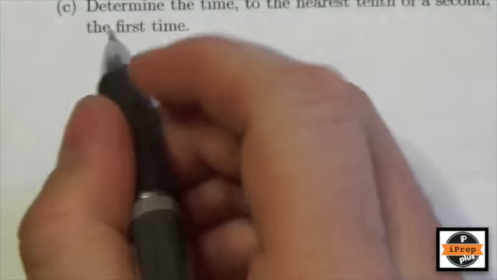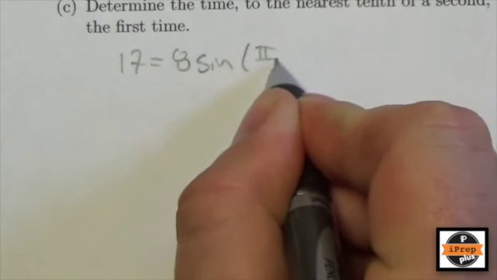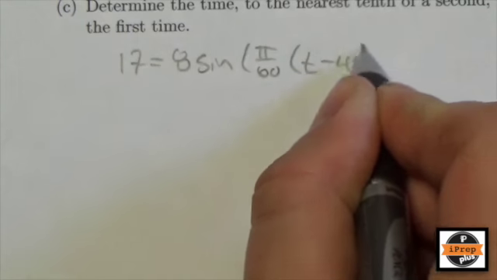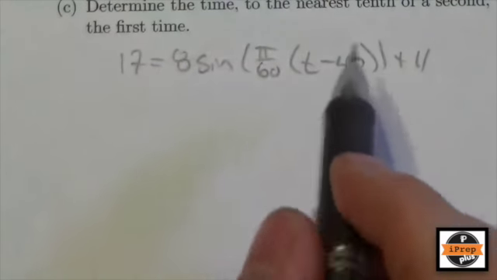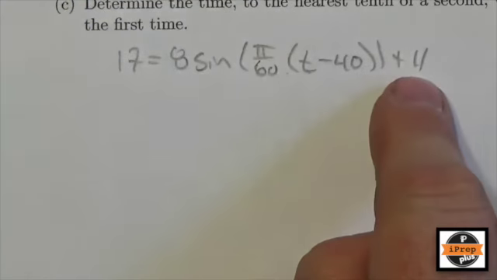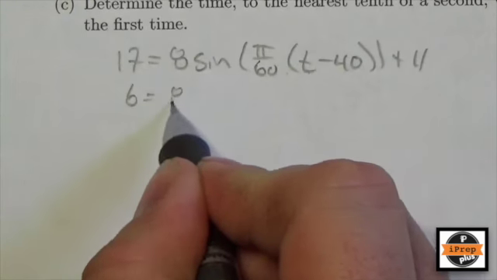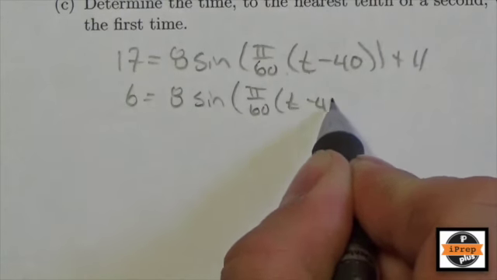So we're going to let height be 17, and our equation is 8 sine of pi over 60 t minus 40, plus 11. We actually have the skills to tear this apart and get the correct answer without having to use the calculator. What we've got to do is solve this trig equation for t, and that involves undoing stuff until we get to that t value. The first thing we're going to do here is there are 2 terms on the right hand side. We're going to move that 11 over first, and we'll get 6 is equal to 8 times the sine of pi over 60 t minus 40.